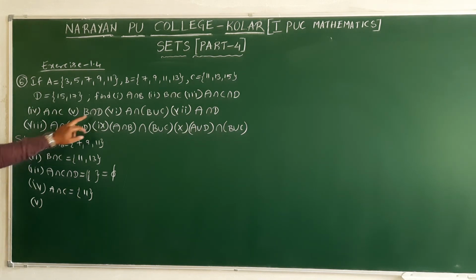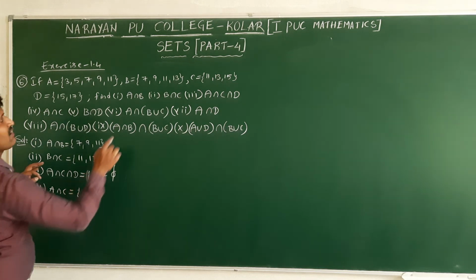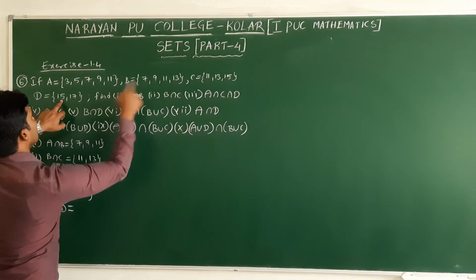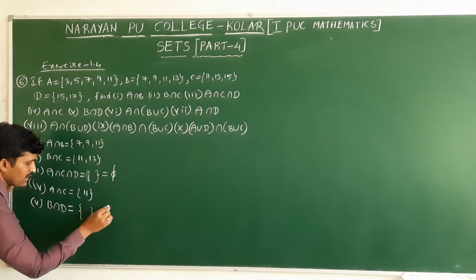Fifth one, B intersection D. B and D having any common elements? B and D, no common element. That's why this is also empty. That means phi.